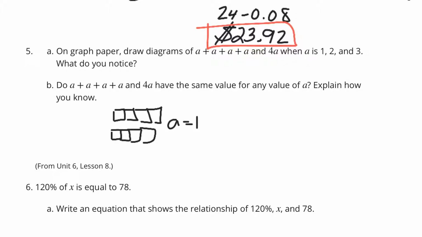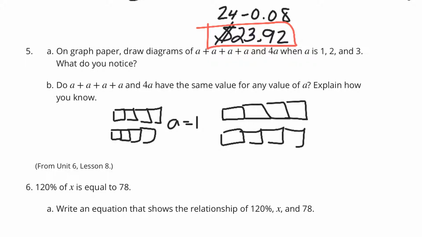What about when A is 2? Well, you have 1, 2, 3, 4. And then these are also too big. Basically, what you would discover is that they are equivalent. Meaning, yes, they do have the same value for A no matter what.